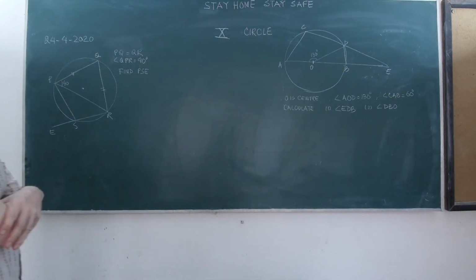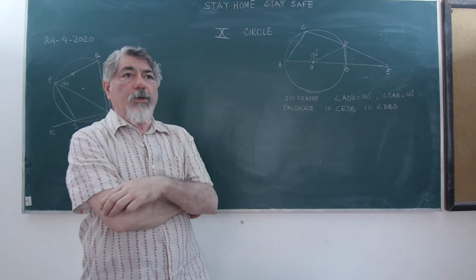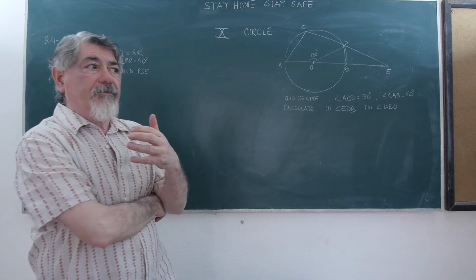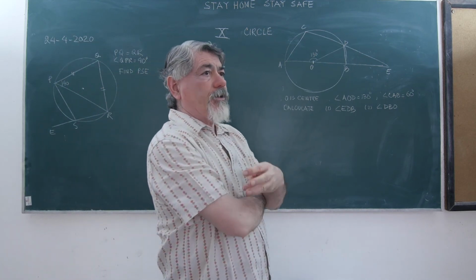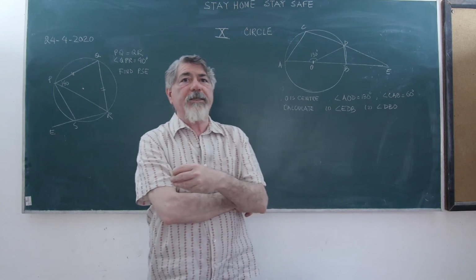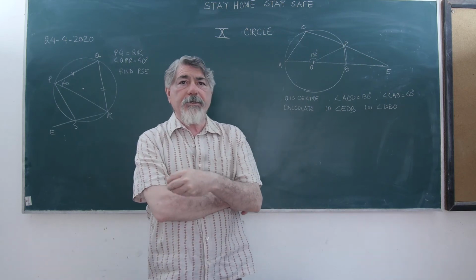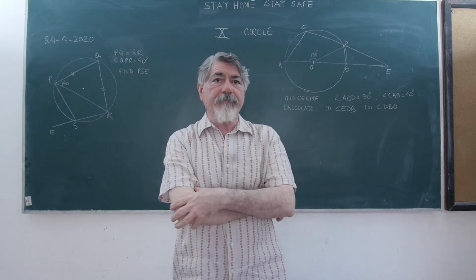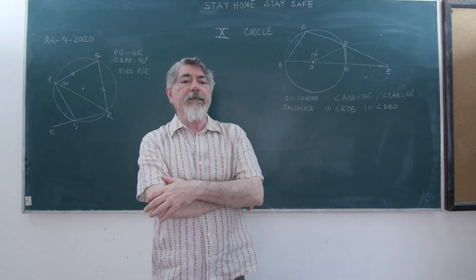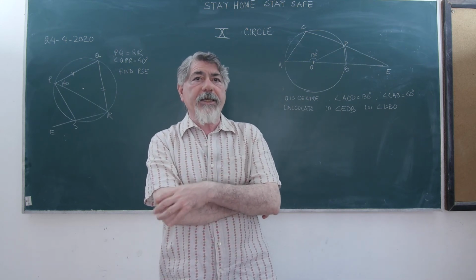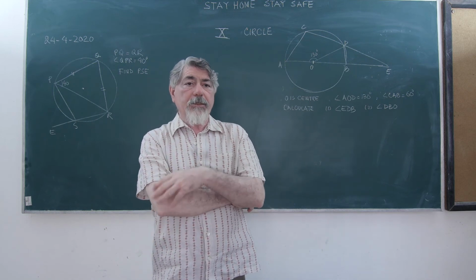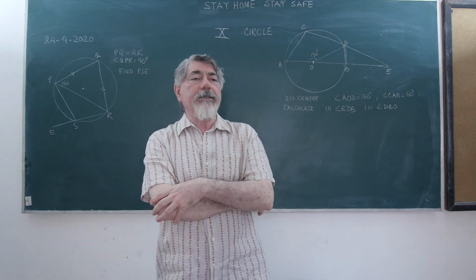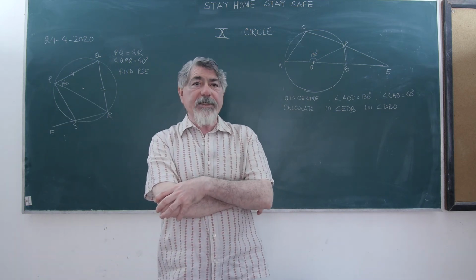Okay, we will continue solving problems based on whatever we have studied in circles till now. As I said, I'll recap the whole thing again. The first theorem we studied was that the angle subtended by an arc at the center of a circle is double the angle it subtends at the remaining part of the circumference. Second, angles in the same segment of a circle are equal. Third, the angle in a semicircle is a right angle.